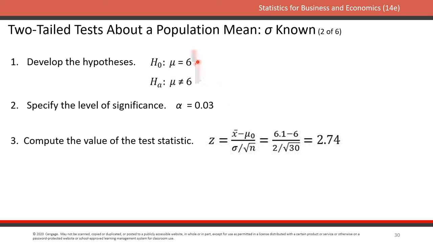All right, so we've got a two-tailed test, equal to 6 or not equal to 6. Level of significance is 0.03. Then we're going to calculate the test statistic. We found our sample mean to be 6.1. The value that they care about is 6. Our population standard deviation is assumed to be 2, and then a sample size of 30. Get a z-value of 2.74.